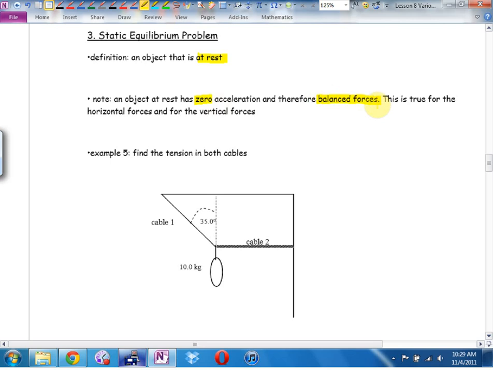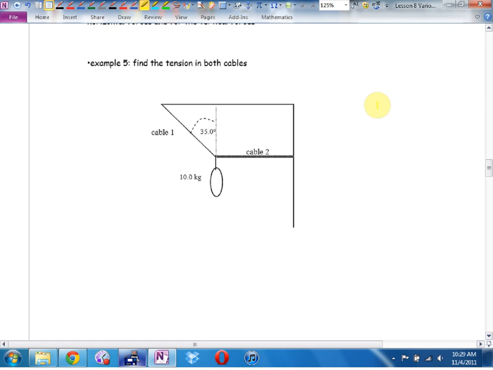Example 5, it says, find the tension in both the cables. What are the forces acting on this object? Get the obvious ones. Is there a normal force? Is this object touching a surface at all? Nope. It's hanging from 2 cables, some kind of a sign. And this is how they strung it up. What are the forces? And since they call that cable one, how about I call that tension one? And since they call this cable two, how about I call it tension two?